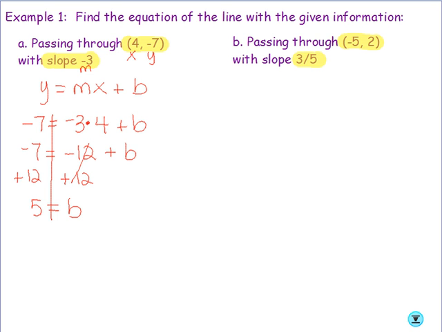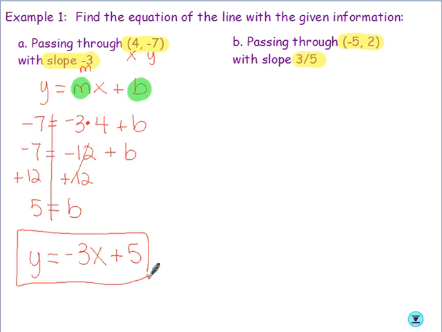Now that's not what I asked you to find. I didn't ask you to find b, I asked you to find an equation. But now we have both pieces of information to plug into our equation. The two pieces that we need to replace are the m and the b. So our equation is going to stay y equals. We know m previously was -3. The x stays in the equation. And in place of b, we just found that the answer for b was +5. And that is your answer. Hopefully that didn't seem too bad.